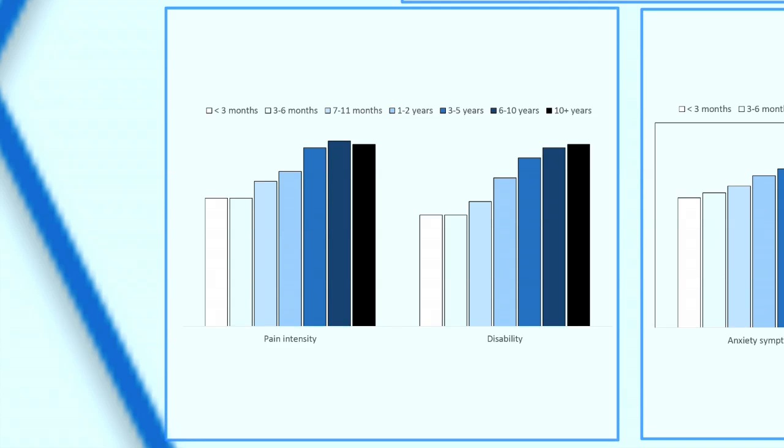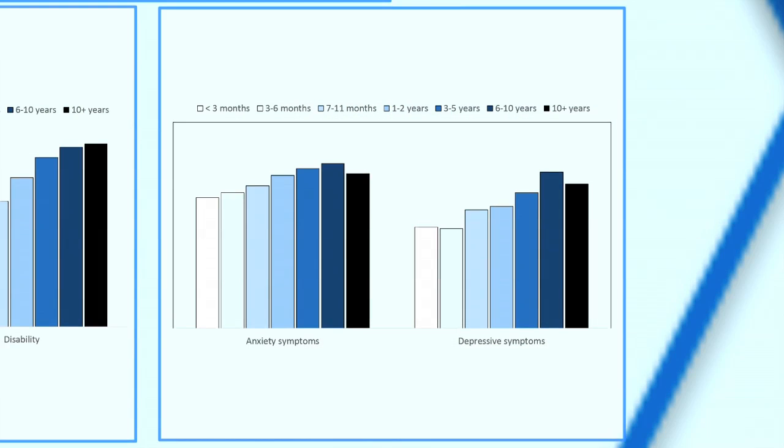And the graph on the right, if you look at disability, you can see similarly that people who've had their pain for short periods of time have lower levels of disability, and those who've had their pain for a long time have higher levels of disability. And nobody had ever shown anything like this before, because people had only ever thought about back pain as being either acute or chronic and not actually looked at how long people had had their pain for.